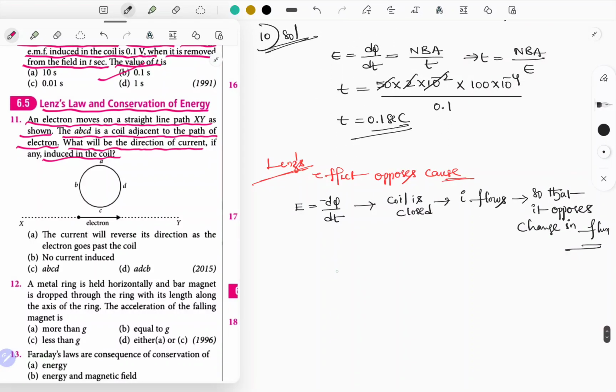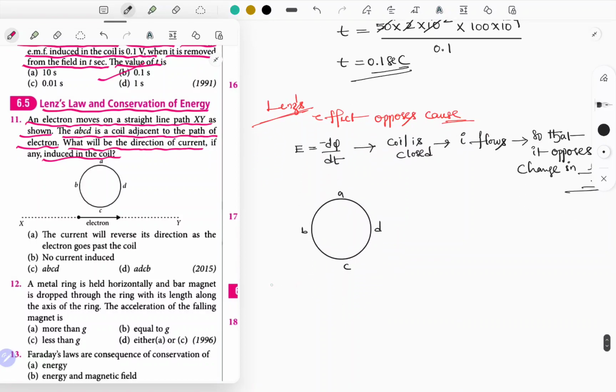So let me answer this question. This is how the loop is, this is A, B, C, D. And this is how the electron is moving. First it is traveling from the left, so this is X, Y. When the electron is moving like this, the direction of current is towards the left, right? So the direction of current is towards the left.